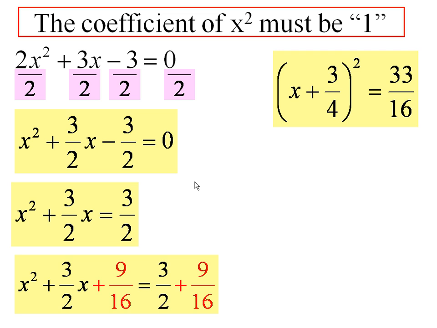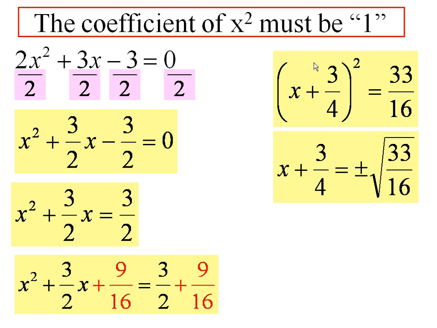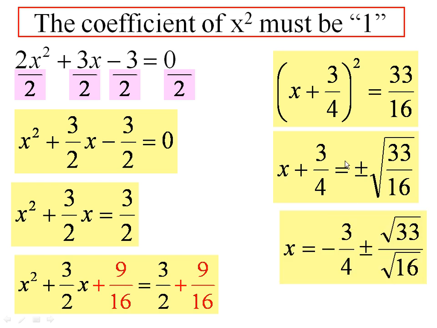And then when you add the 3 halves and the 9/16, here's what you get. Yep, common denominator. Now, what we have to do is get rid of the squared. So how do we do that? I'd take the square root. Yeah? You're going to just erase it? Nah, well, sometimes. Depends. Okay. So take the square root: x plus 3/4 on the left, and plus or minus the square root of 33 over 16 on the right.